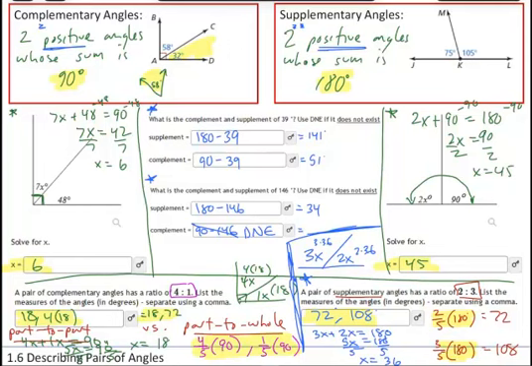Right, that slide's pretty full, sorry about that. But I did want to show a number of different examples of how you can use these complementary and supplementary angle pairs.